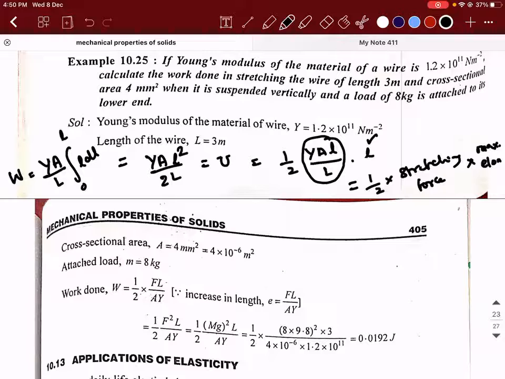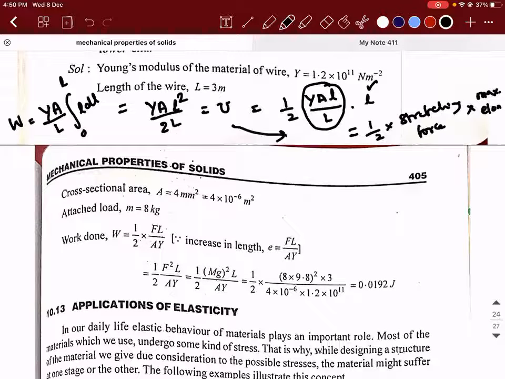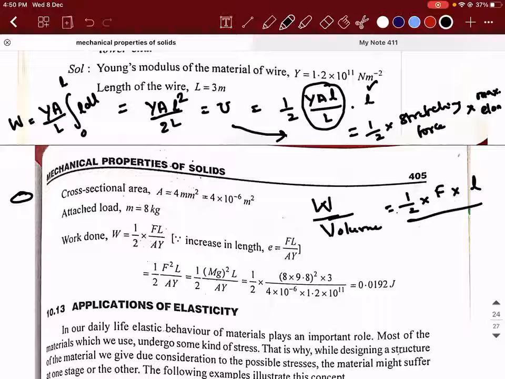So this is all about the strain energy. So if somebody asks you what is strain energy, you should say half into stressing force into elongation. Now the question is, if I have to calculate the amount of work done per unit volume, then how are we going to do? That is half into force into elongation, the whole divided by the volume of the wire. If I take a wire where A is the cross-sectional area, L is the length of the wire, so capital A into capital L.